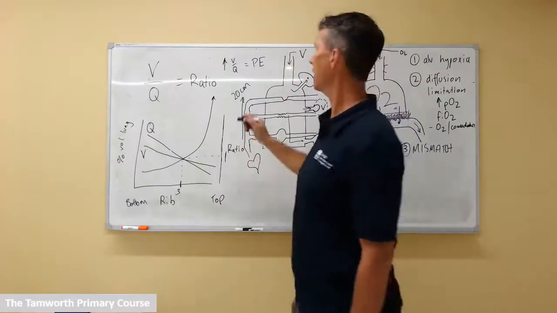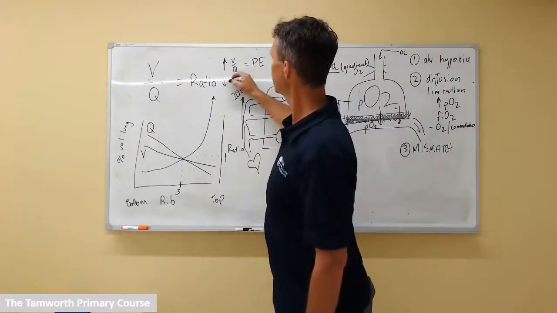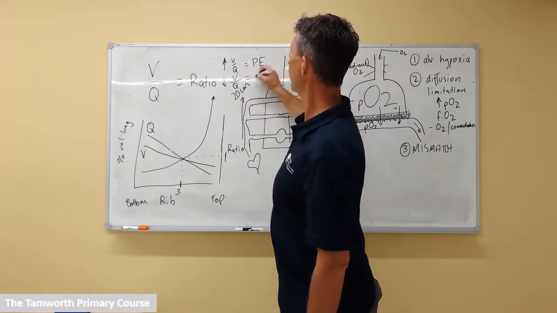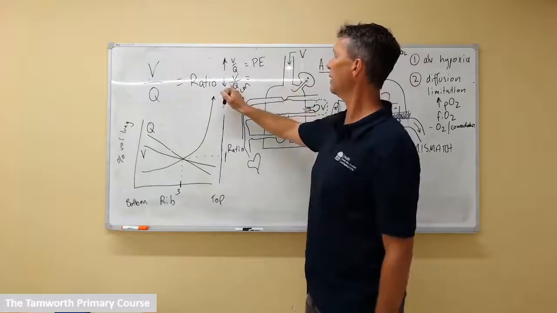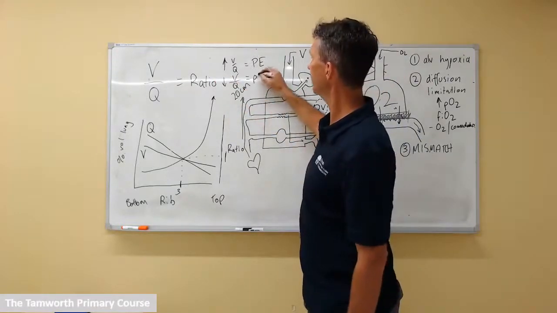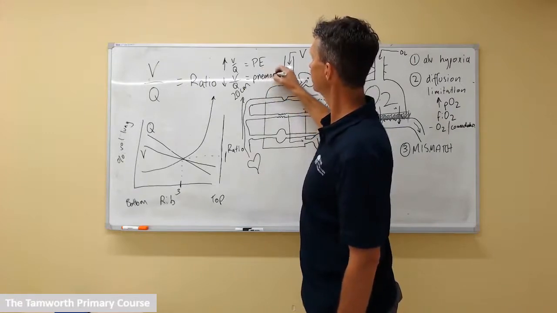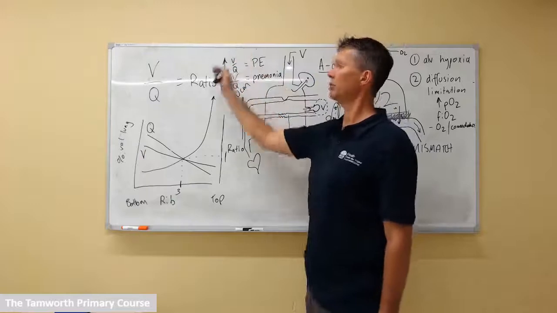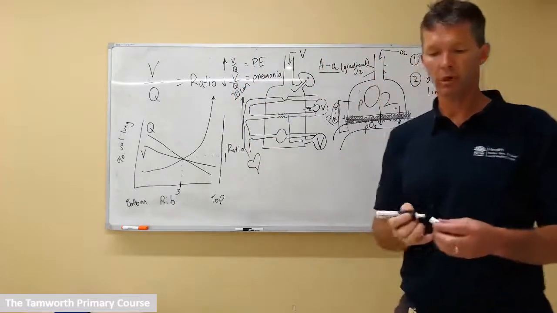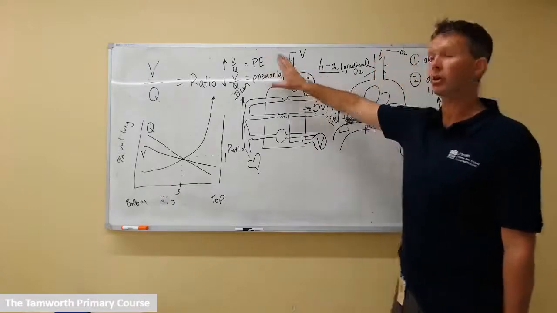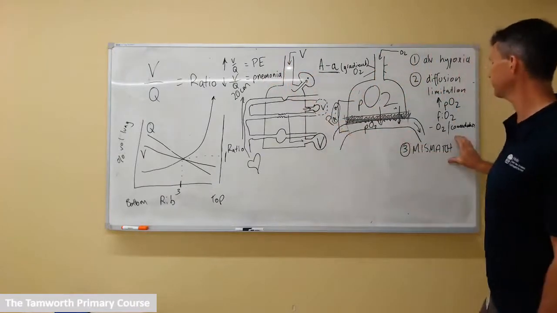or areas of a very low VQ that have normal blood flow but no ventilation, i.e. pneumonia. So we change our mismatch here, we change the VQ ratio, and we can end up with mechanisms of hypoxia. And it occurs through mismatch.